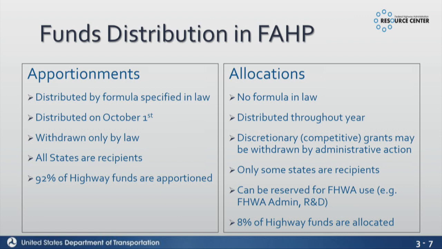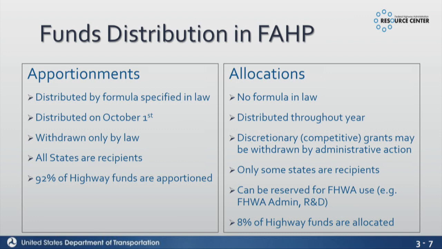It's distributed, as we talked about, on October 1st. It's only withdrawn by law. Earlier this year, we thought we were going to have to go through a rescission. All the states were trying to figure out how they were going to come up with funding to offset the rescission. Thankfully, that didn't happen. But all the states are recipients, and 92% of our highway funds are actually apportioned. So they're given directly to the state without coming to headquarters at all.